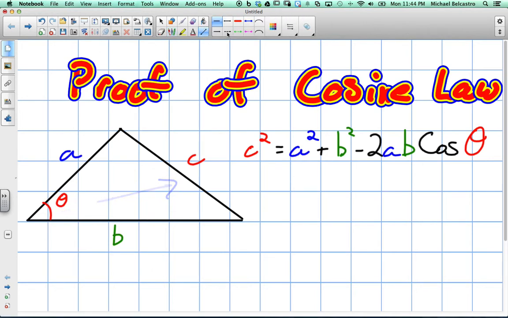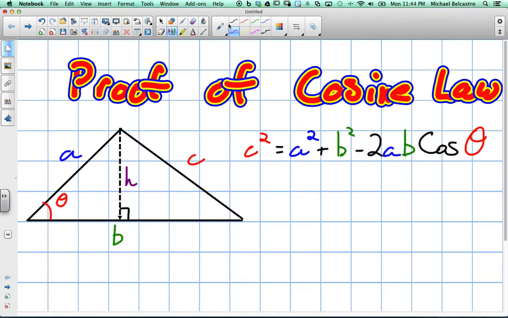So in order to do this, we're going to draw an altitude. We don't know how long side A, B, or C are, but we know the altitude, which would be the height of this triangle, is perpendicular to this base, or side B, which means this is a 90-degree angle. Okay, and we're going to call this the height, H.